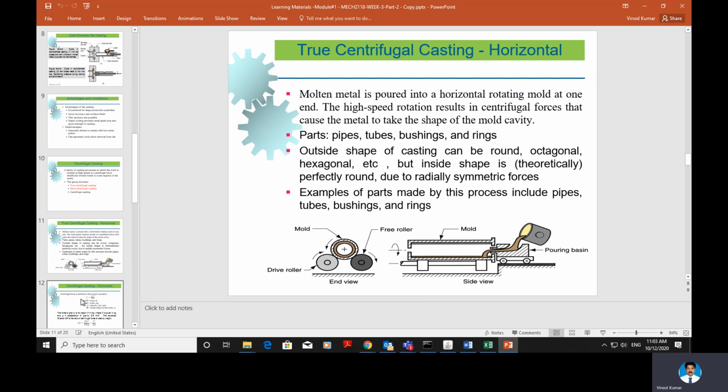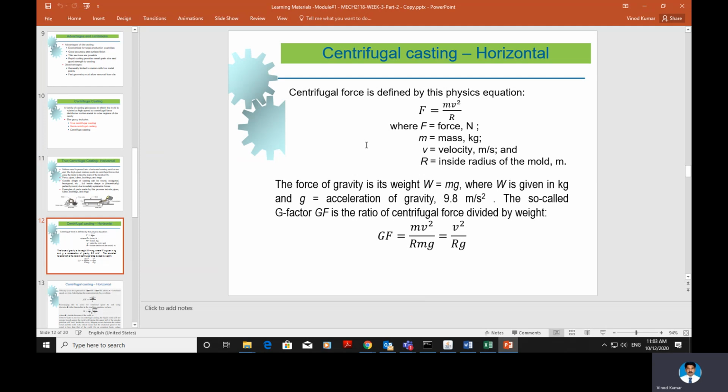What are the dynamics behind centrifugal casting? We know that centrifugal force is F = mv²/r. F is the force, m is the mass of molten metal, v is the velocity at which the molten metal is thrown, and r is the inside radius. Now the force of gravity is W = mg, where W is the weight and g is the acceleration due to gravity.